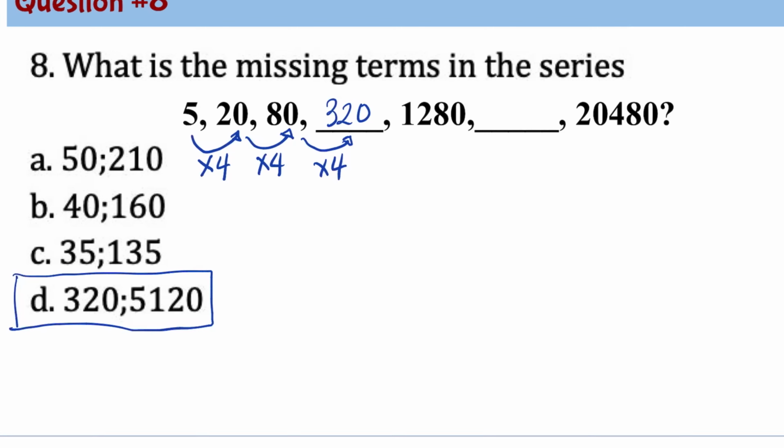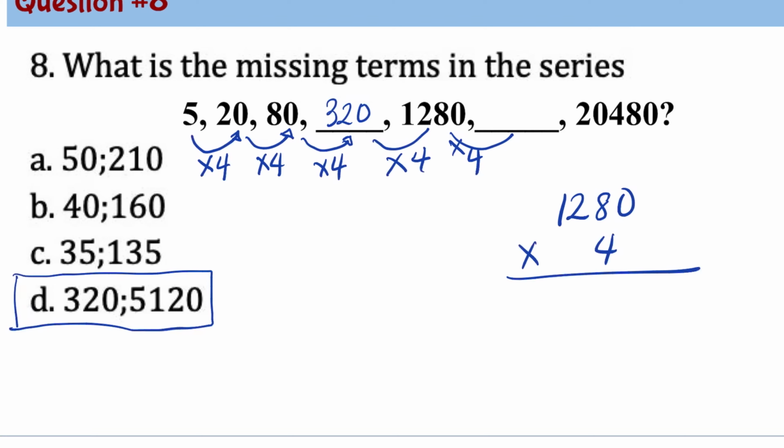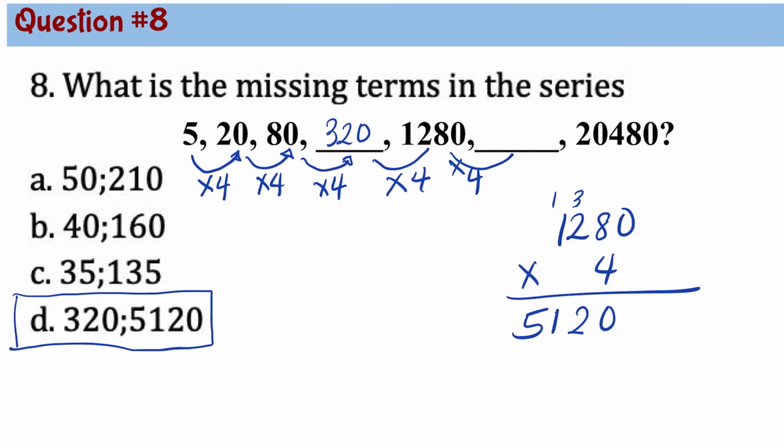And if you still want to check, continuing the process, 320 times 4 gives you 1280. Times 4 again to get the next term, 1280 times 4. We're expecting to get 5120. 4 times 0 is 0. 4 times 8 is 32. Carry 3. 4 times 2 is 8, plus 3 is 11. Carry 1. So 4 times 1 is 4, plus 1 is 5. So yes, it's 5120. So the answer here is letter D.